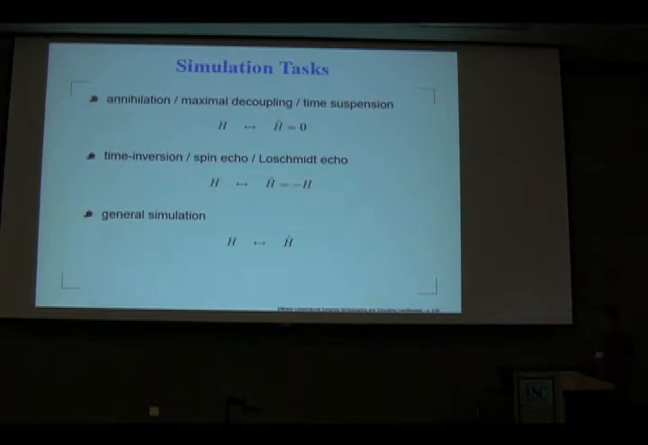What are common simulation tasks? Annihilation, or maximal decoupling, or time suspension. This means that we want to switch off, or basically freeze, the time evolution. For example, we want the information to be stored and not changed by the time evolution. Another simulation task is time inversion, where we want the system to evolve back to its original state. The most general task is to achieve some general Hamiltonian that, for example, allows us to do some interesting computation.